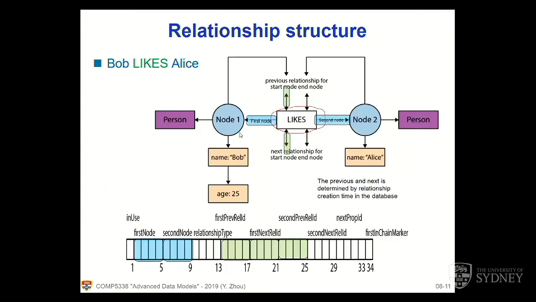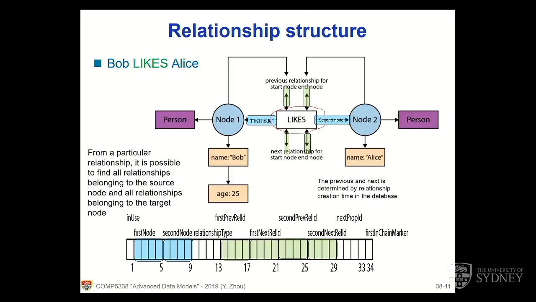Similarly, we do the same thing for the second node, which is node 2, and its previous, and if it has many relationships, we have a pointer to its previous and next. And if it doesn't, then again we have a special value to indicate none. So that's the previous, and that's the next. This is what we call a doubly linked list. Basically, from a particular relationship like this one, it's possible to find all relationships belonging to the source and target node. And finding them is quite simple. You don't need to do any joining or anything. It's all just following the pointers, and the pointer gives you the offset. Just by a simple multiplication, you find the offset, and then you locate the record.